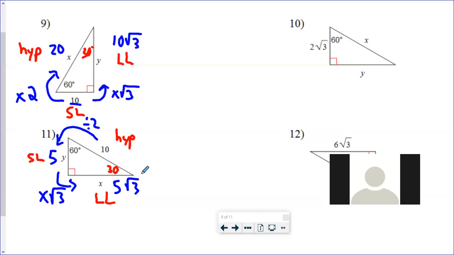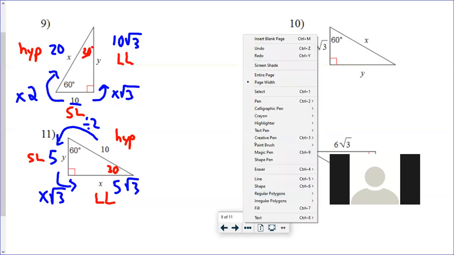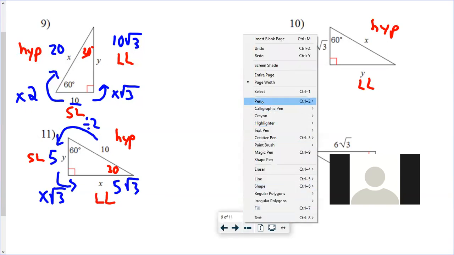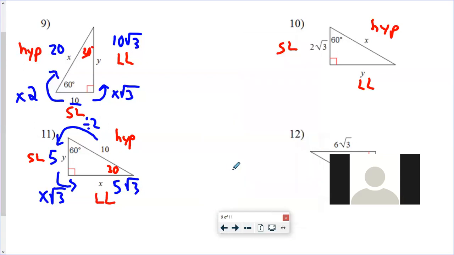Let's go to number 10. Again, I'm going to start by labeling short leg, long leg, hypotenuse. Here is my hypotenuse. Here is my short leg. Here is the long leg. So this is going to be similar to number 9, where we were given the short leg. The only difference is now we have a square root of 3 with it. So to get from the short leg to the hypotenuse, we times it by 2. When I do 2 times 2 square roots of 3, 2 times 2 is 4, so that just turns into 4 square roots of 3.